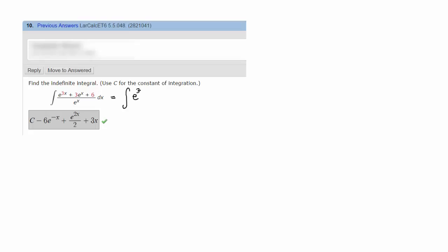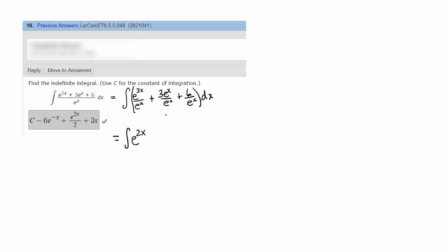I prefer to think of it as dividing each part, but you can also think of it as changing it to e to the negative x and distributing. But I'm going to distribute it as a quotient, and you should turn out with the same thing in the end, right? So when you divide e to the 3x by e to the x, what happens there? You're subtracting 3x minus x, right? So when you divide like bases, you subtract the exponent. So that's going to be e to the 2x.